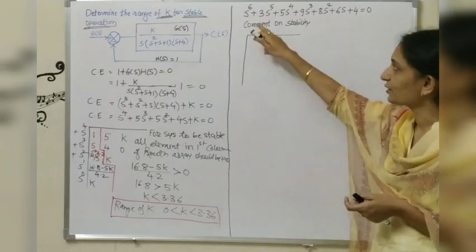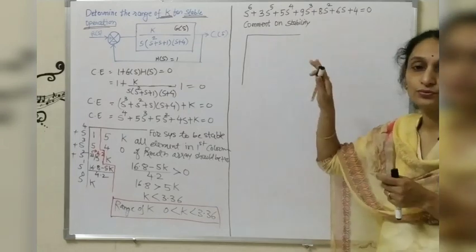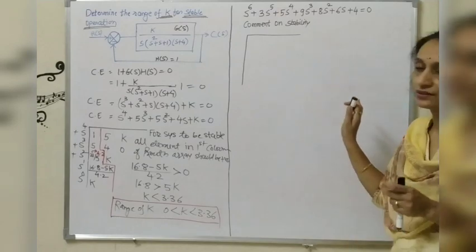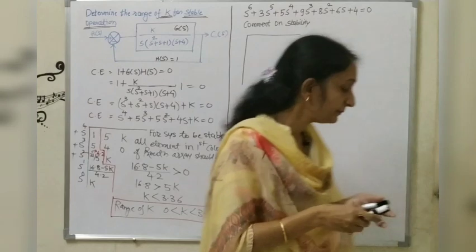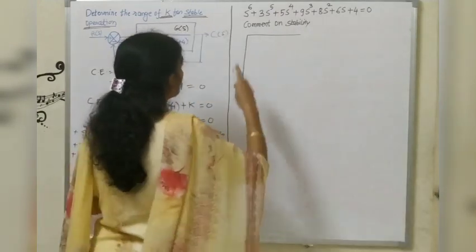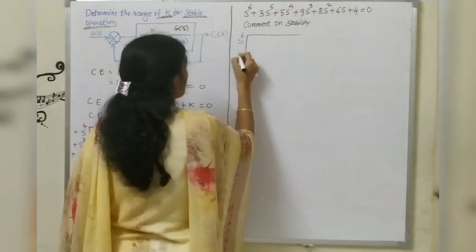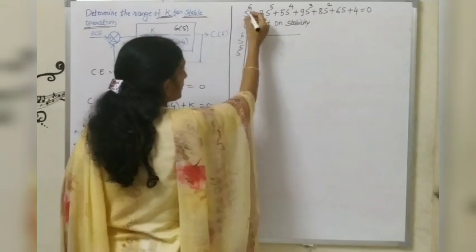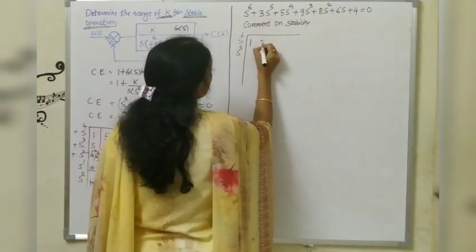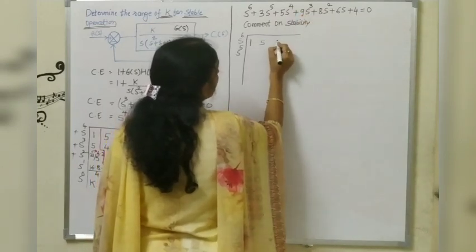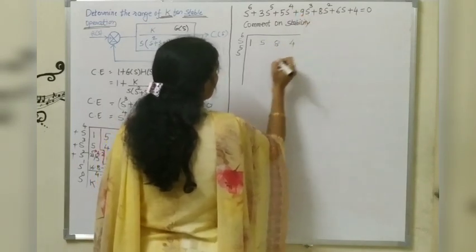We know that for a higher order system we have to use the Routh array. We will not go for the Hurwitz criteria. So we will start to form the Routh array. I will start with s raised to power 6, s raised to power 5 first. Start with the coefficient of s raised to power 6, which is 1, skip one term, 5, skip one term, then add, skip one, 4.